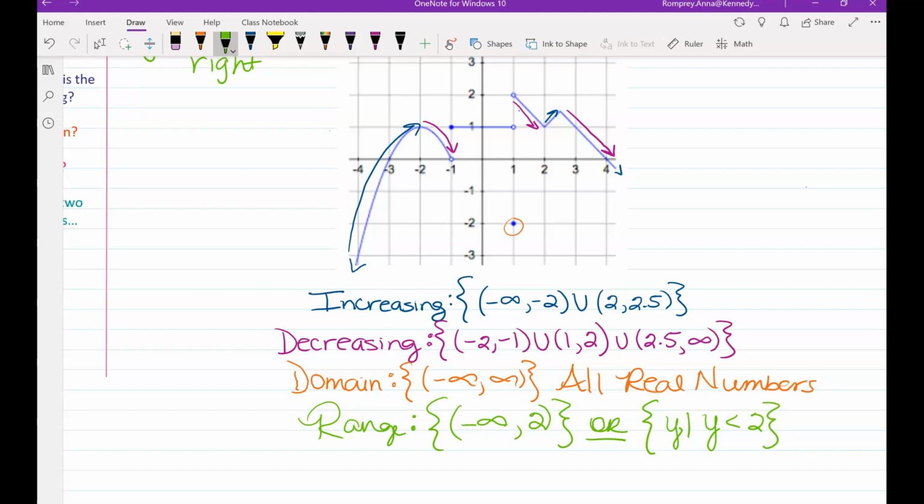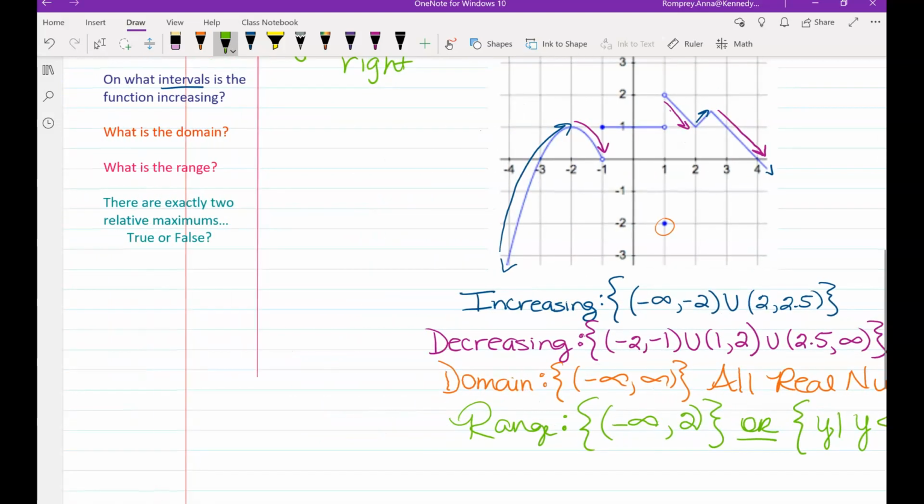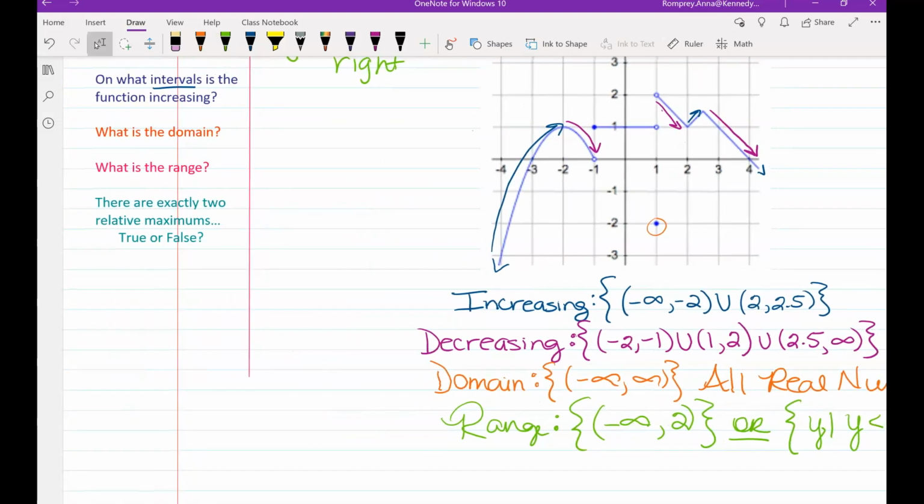So a couple different ways it can be written. Unless it specifically states which way to write it on a test, I don't care, whichever way you're comfortable with. However, if it's multiple choice, you need to make sure that these make sense to you when you see them. All right, are we done? There are exactly 2 relative minimums, true or false. Oh no, sorry, maximums. I should probably highlight my keywords. All right, so relative maximums.